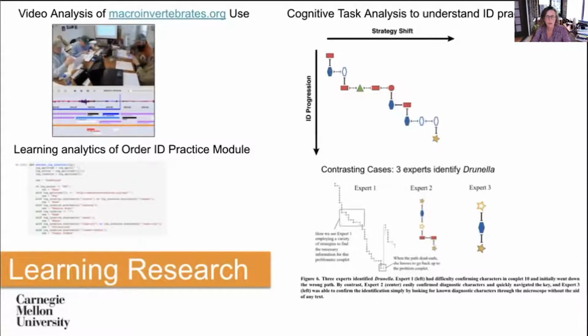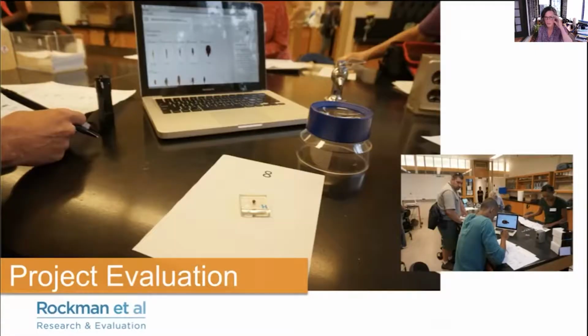So, in addition to building the site, we've been conducting learning research as well to try and understand what expert ID practice looks like, and then think about how we model that and understand where and how learners get lost in this ID process. We also did project evaluation, and we worked with Rockman et al. to make sure that we were really making gains on these topics of confidence, accuracy, and engagement, which were really important for us.